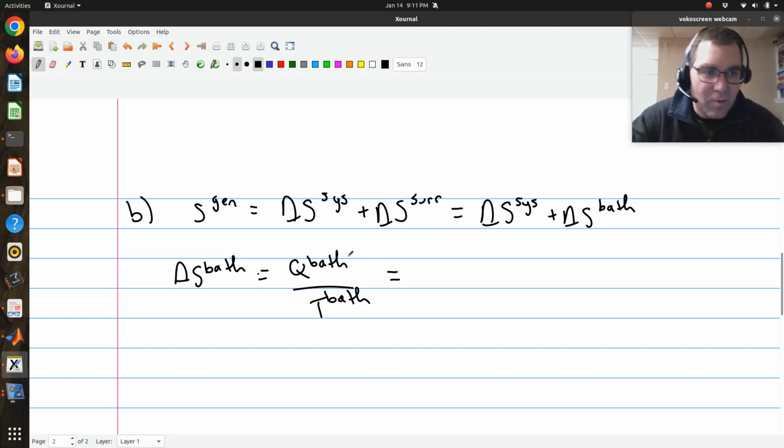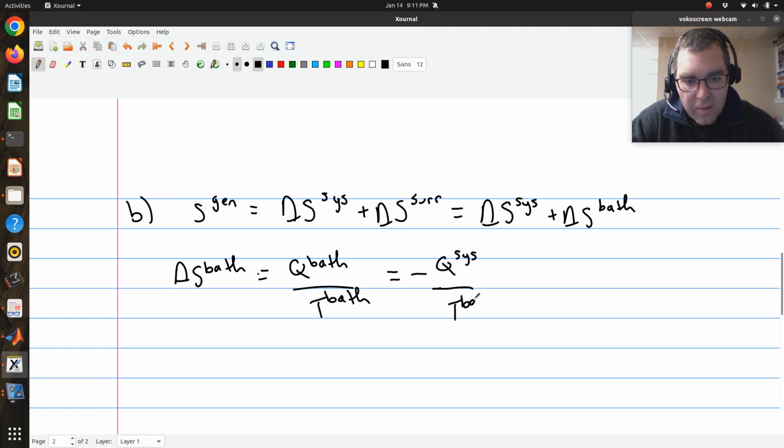So Q bath, or Q surroundings, is just going to be equal in magnitude to the heat of our system, Q system, but with an opposite sign. So it's going to be negative Q system over T bath, where for Q system, I'm going to erase the superscript SYS because that's just Q as we calculated in the last problem.